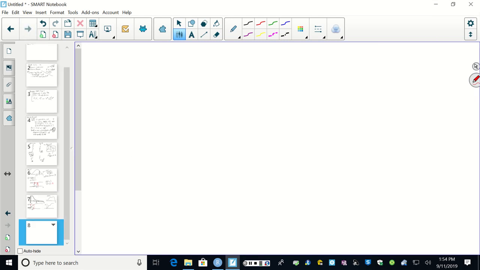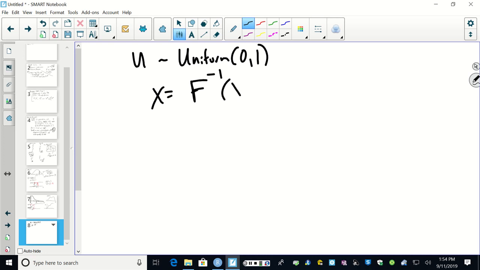is to let u be distributed as a uniform random variable between 0 and 1. So we get a random value of u. It's going to be somewhere between 0 and 1, a certain percentile, uniformly between there, so any values are equally likely. And we let x equal the inverse of that x function at u.